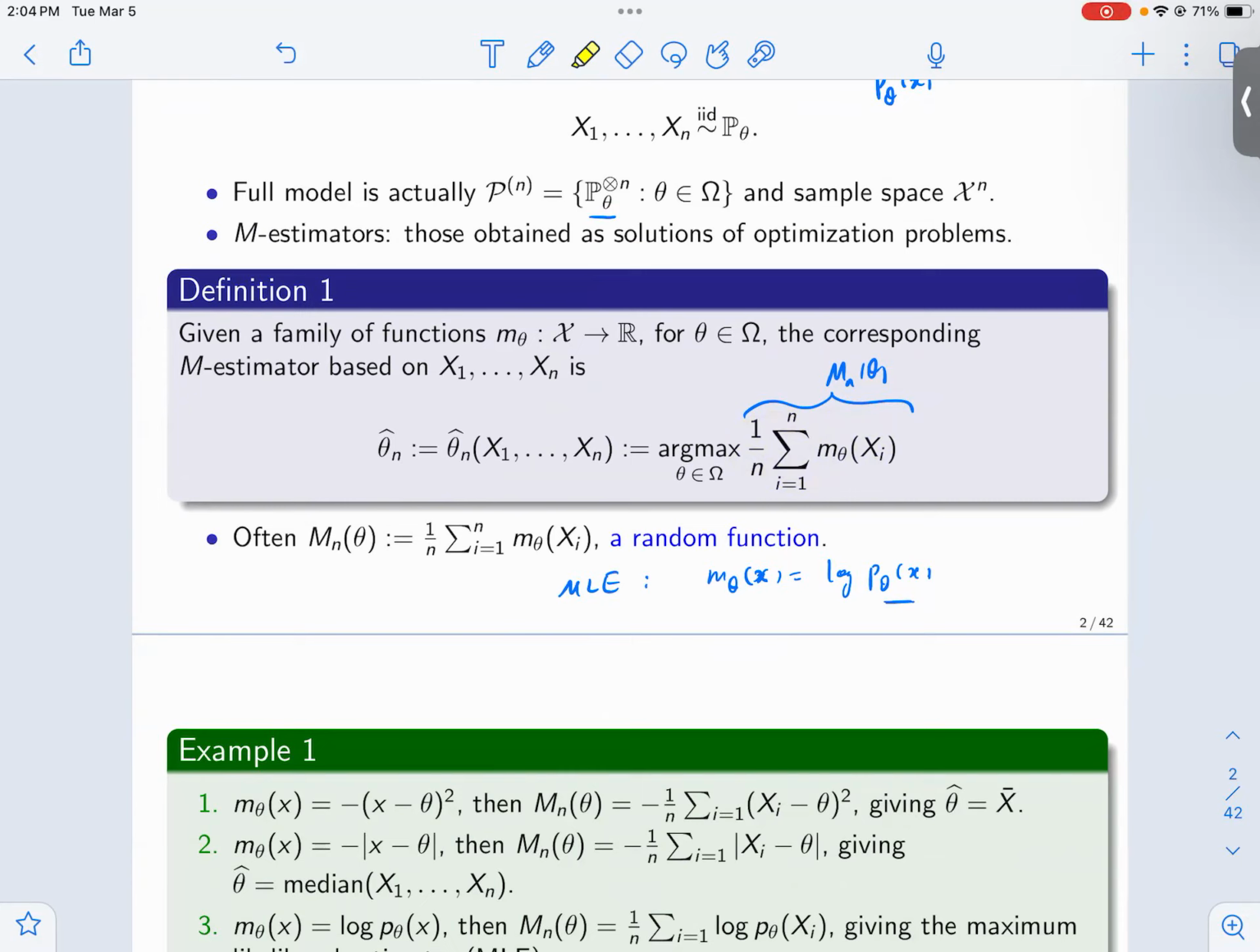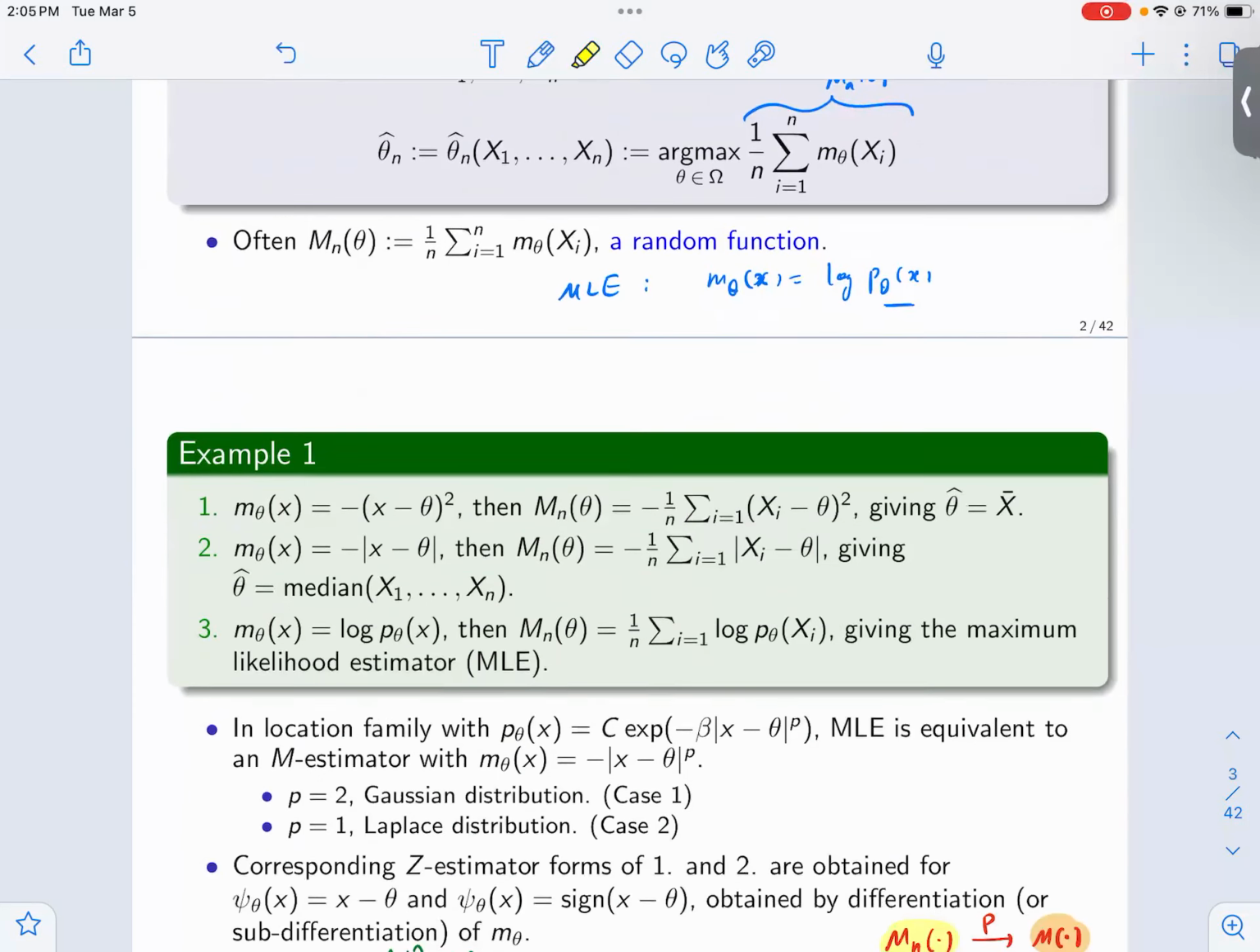we have IID samples from a base model. So we're forming these empirical averages of some function of theta. In particular, if that function is the log likelihood, then this would give you the maximum likelihood estimator. But there are other examples. For example, there are quasi-likelihood functions: if you don't have a proper model, you have something that looks like a likelihood, and you can try to minimize that.